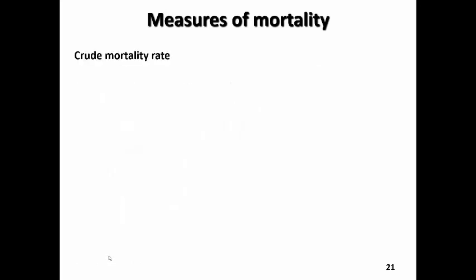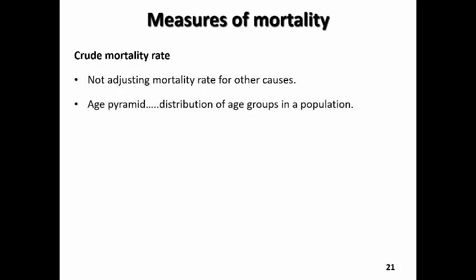One last measure of mortality rate is termed the crude mortality rate. The crude mortality rate, just as the term suggests, does not adjust the death rate for other causes. One of the underlying reasons that might account for the crude mortality rate is something called the age pyramid. An age pyramid is a graphical way to demonstrate the age distribution within a population over a short or long period of time.